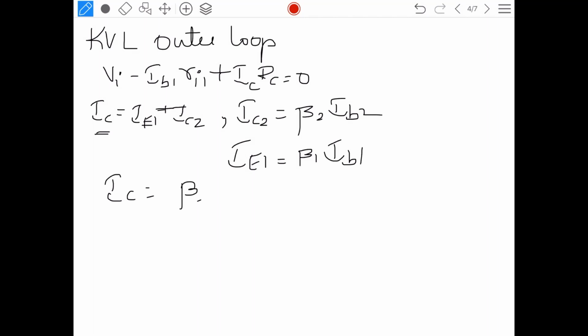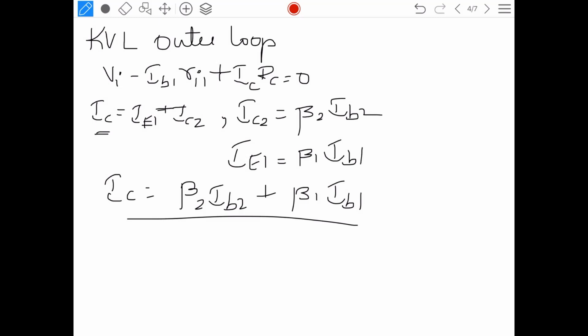Beta 2 IB2 plus this term beta 1 IB1. So this is the total current IC. Here, if you see, we have seen it already: IB2 is the output of my first transistor, and IB1 is the input to the first transistor.